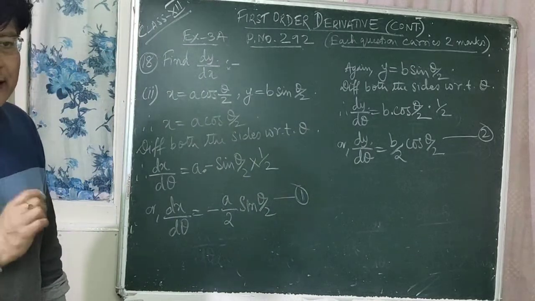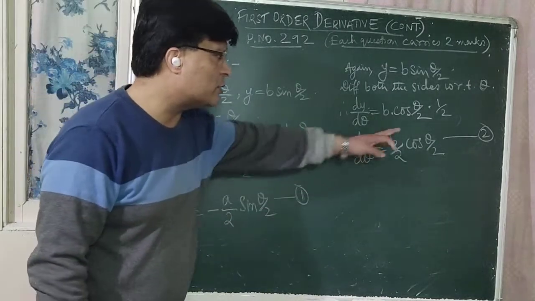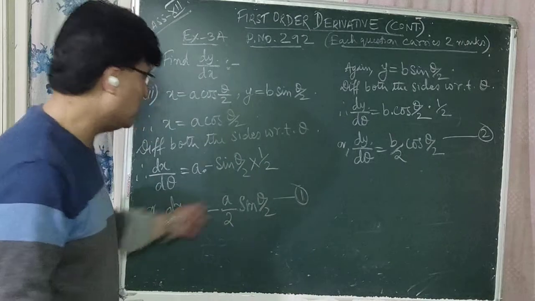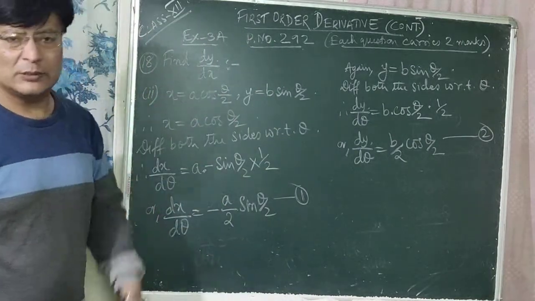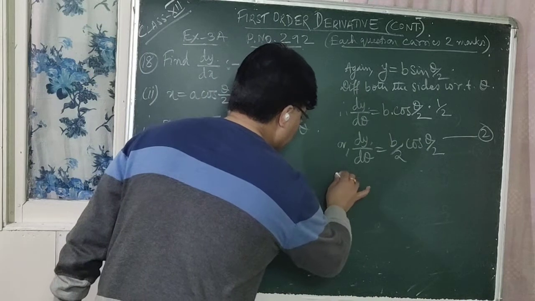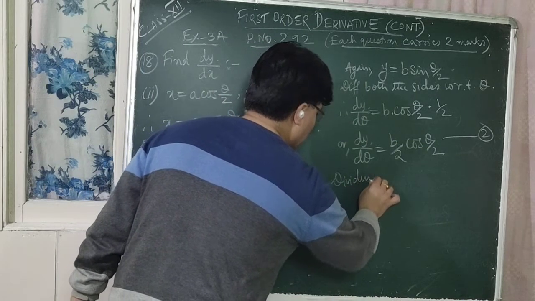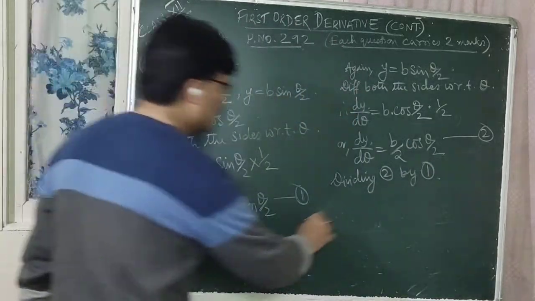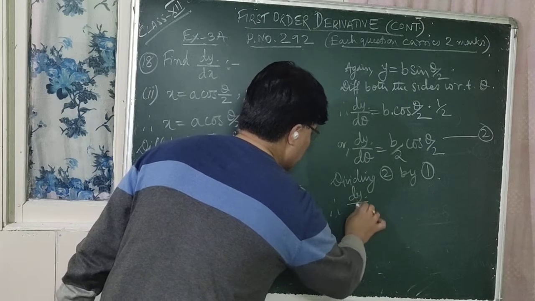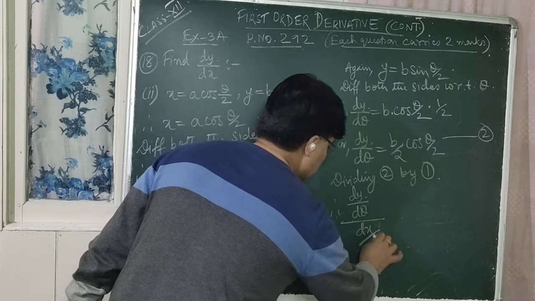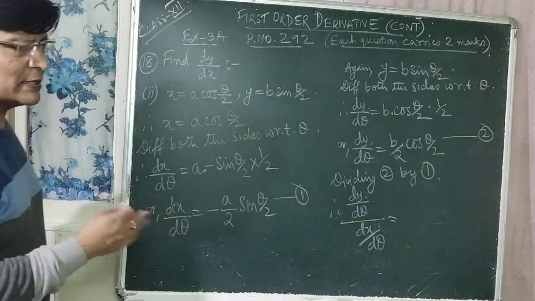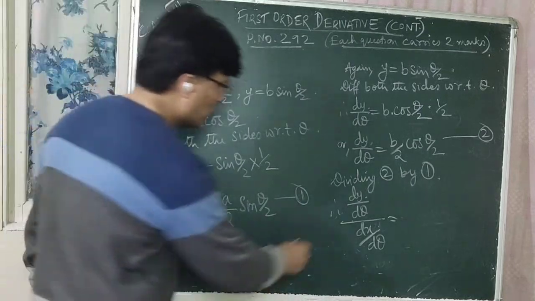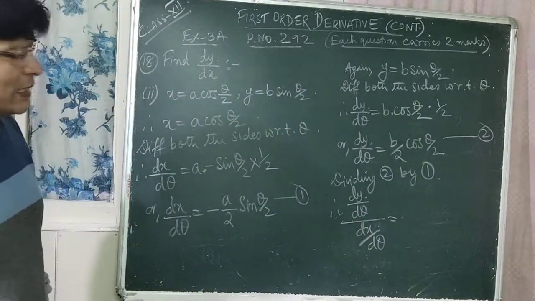Now you have to get dy by dx. So how can you get dy by dx? You have to divide 2 by 1, isn't it? Then only you will get dy by dx. But if you divide 1 by 2, you will get dx by dy. But you are asked to find out dy by dx. Now, dividing 2 by 1, right? So what do we get? Dividing 2 by 1, that is dy by d theta upon dx by d theta. That is left hand side of number 2 divided by left hand side of number 1, dy by d theta upon dx by d theta. So here d theta will cancel, and then you will get dy by dx.